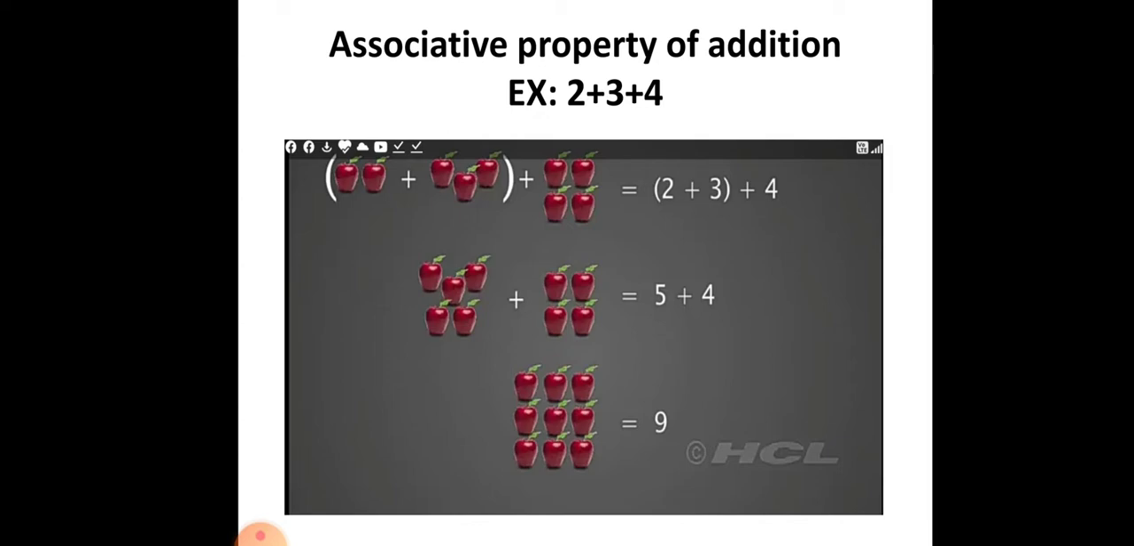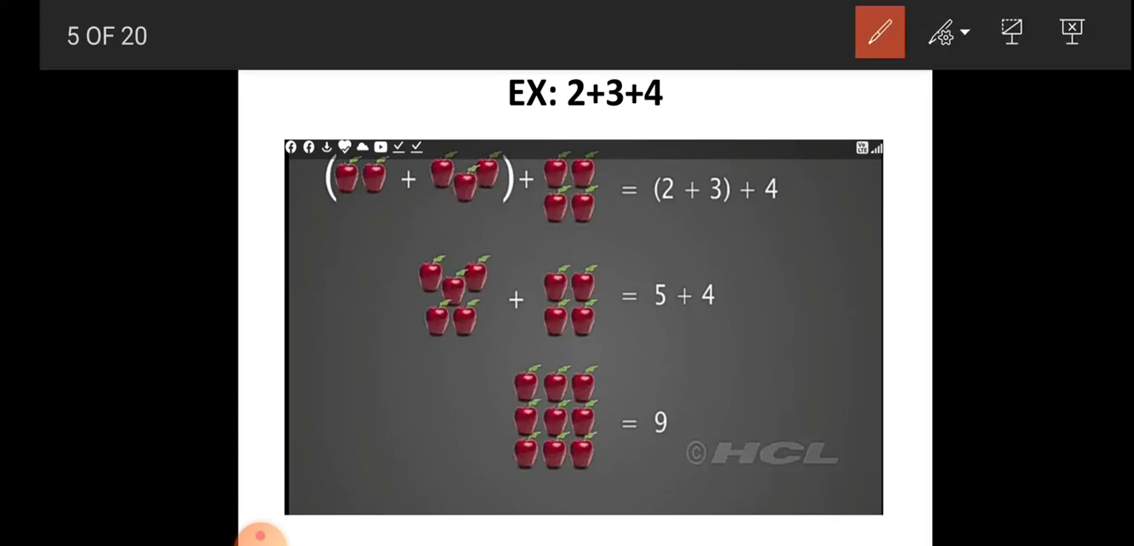Some rules are here. While adding three or more numbers, we group them. We arrange them suitably. Grouping means the use of brackets to group numbers. The numbers that are grouped within a bracket become one unit. So students, 2 plus 3 plus 4, look at this picture.